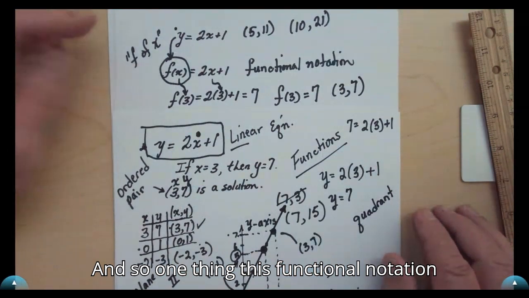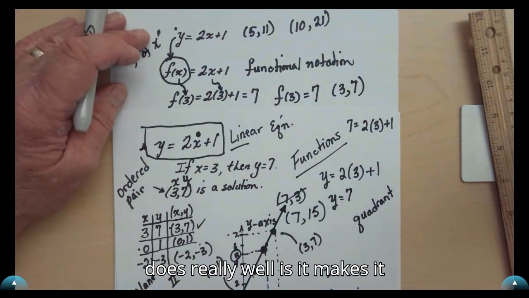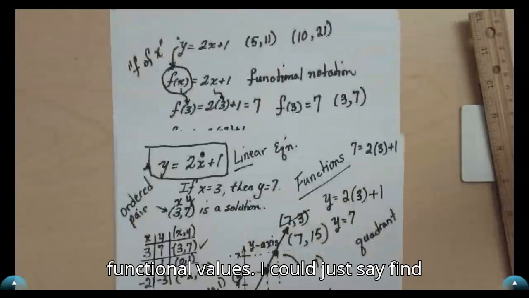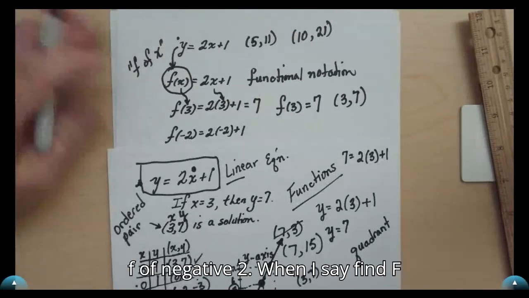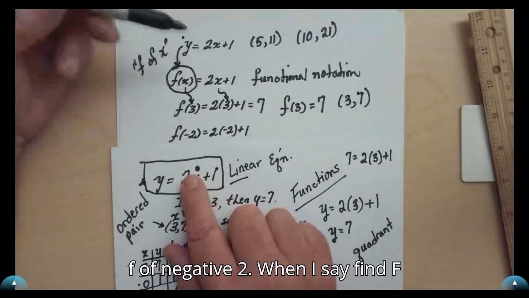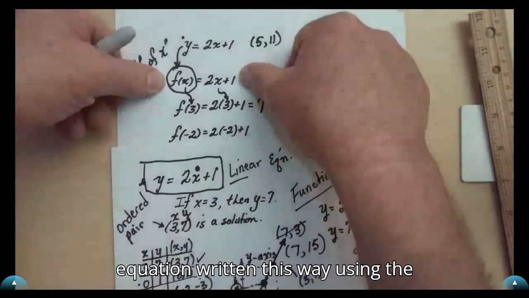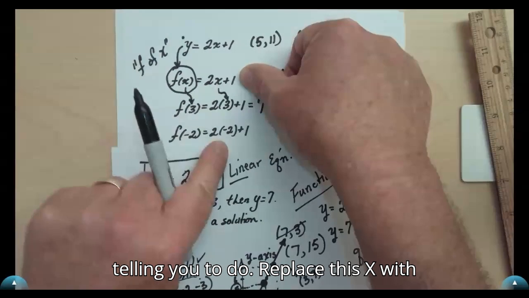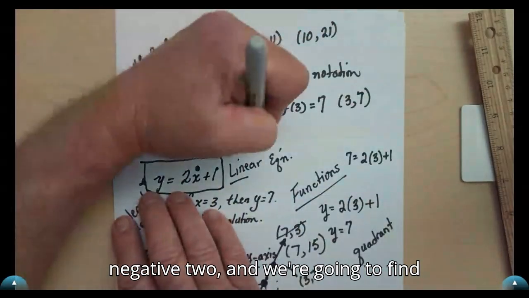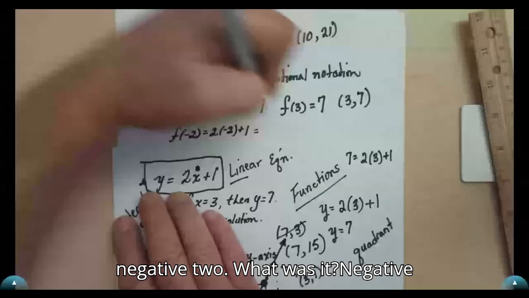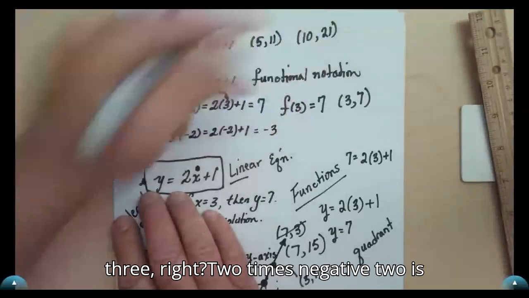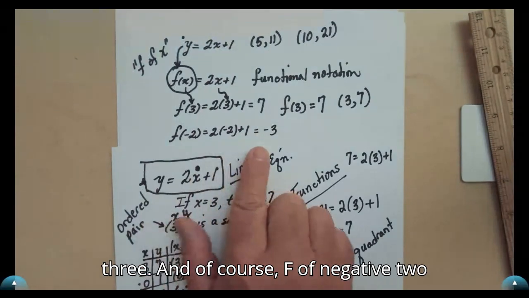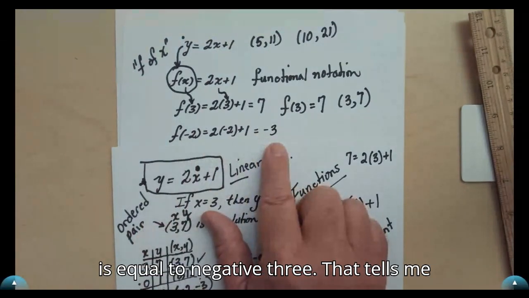And so one thing this functional notation does really well is it makes it really easy for me to ask you to find functional values. I could just say find f of negative 2. When I say find f of negative 2, and I've got the equation written this way using the functional notation, you know what that's telling you to do. Replace this x with negative 2. And we're going to find negative 2 times negative 2, which is negative 4, plus 1 is negative 3. And of course, f of negative 2 is equal to negative 3.